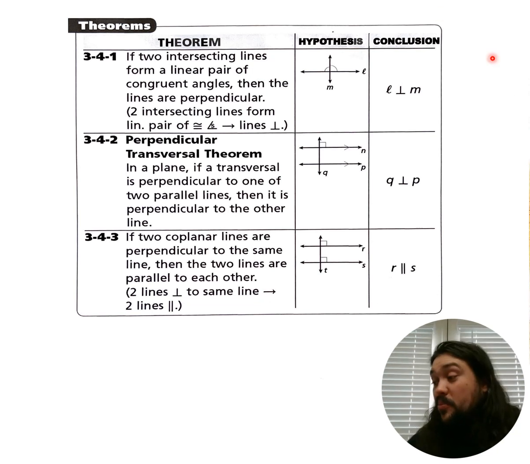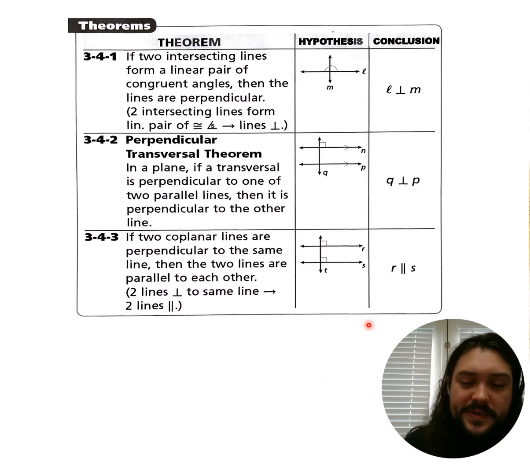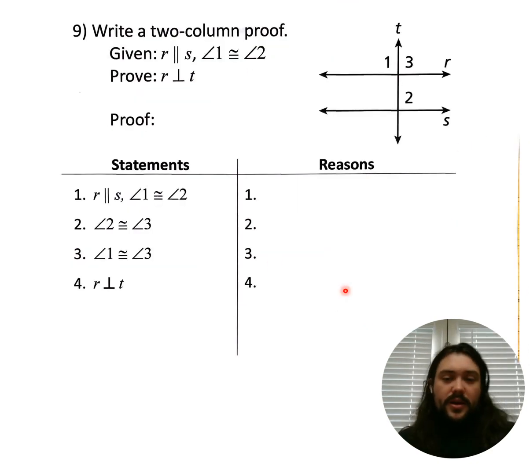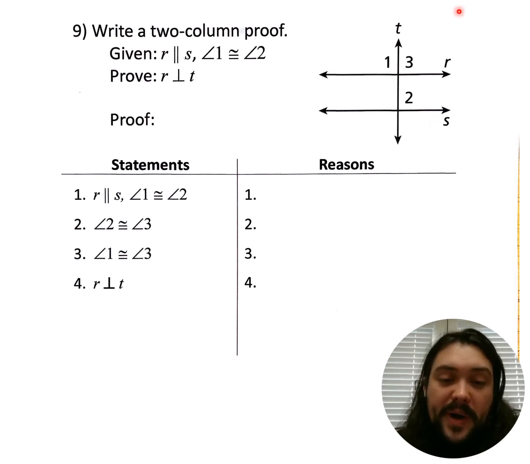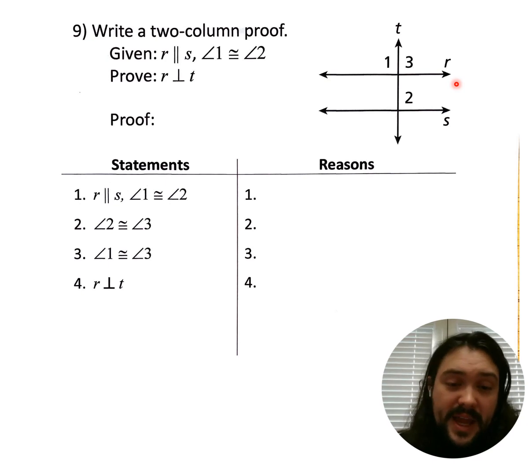All right, so let's do some proofs. I know everybody loves proofs, so let's do some. All right, so given a two-column proof, or we're given this transversal setup, we know that R and S are parallel. So right away, we know some alternate angles and corresponding angles are all going to be congruent. We know that angle 1 is congruent to angle 2.